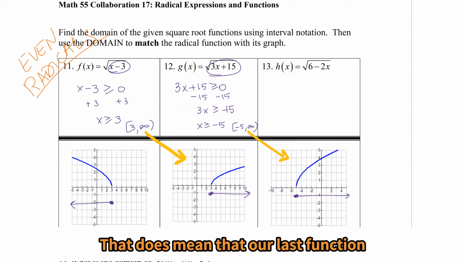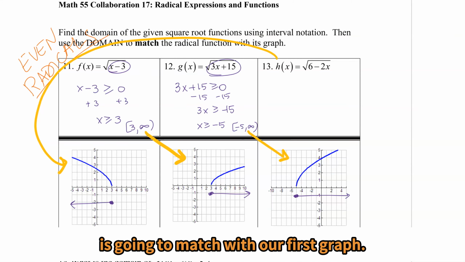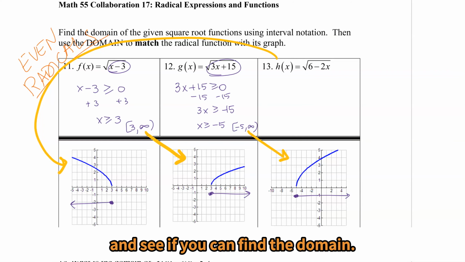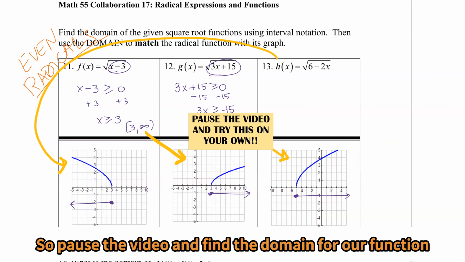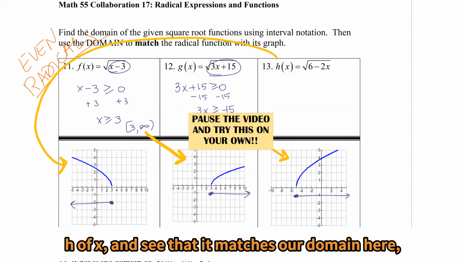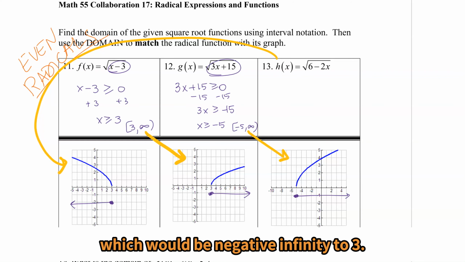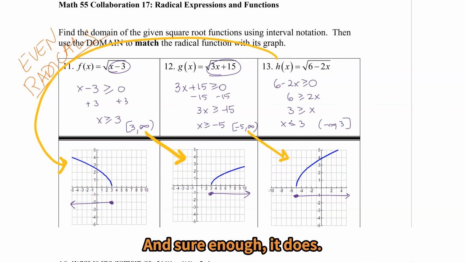Well, that does mean that our last function is going to match with our first graph, but I want you to take the time and see if you can find the domain. So pause the video and find the domain for our function h of x and see that it matches our domain here, which would be negative infinity to 3. And sure enough, it does.